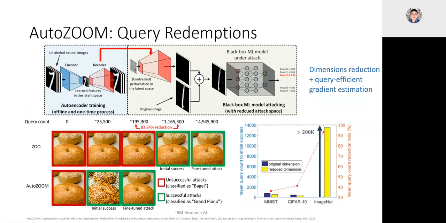to reduce the number of queries we need to find adversarial perturbations. If you compare the first row and the second row of this method, you can see that the new method, AutoZOOM, reduces more than 80% of the queries while still giving you similar adversarial images at the end. So AutoZOOM makes this black box attack, an efficient way of evaluating the robustness of AI systems with limited access, plausible.